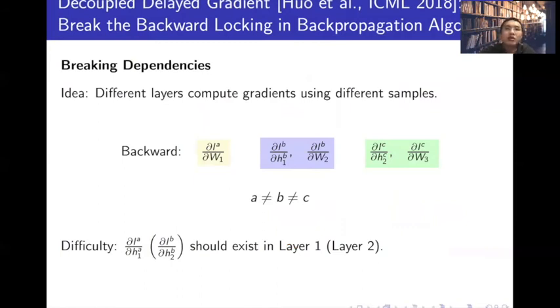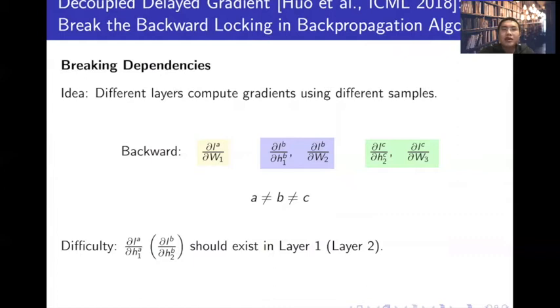To solve this problem, we propose the decoupled delay gradient. The idea is very simple. We just need to make different layers compute gradients using different samples. For layer 1, it uses the samples from time step A, layer 2 uses the samples from time step B, and layer 3 uses samples from time step C. And as long as A is not equal to B and not equal to C, the different layers are independent from each other.